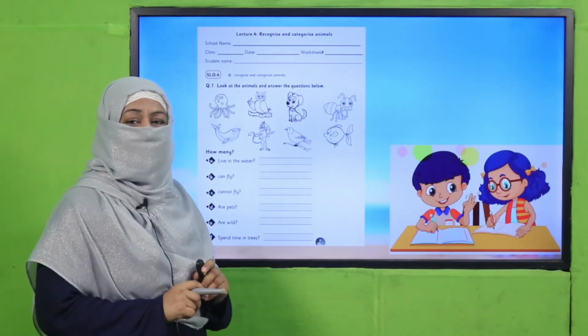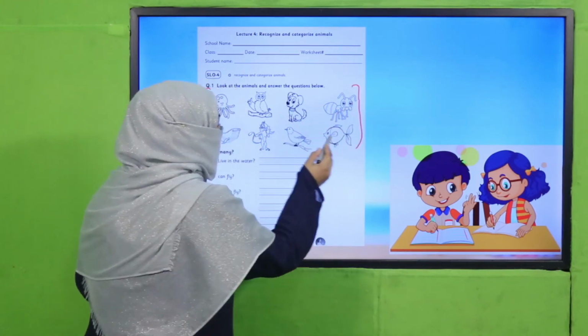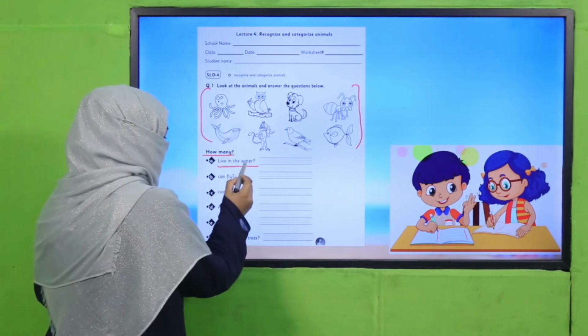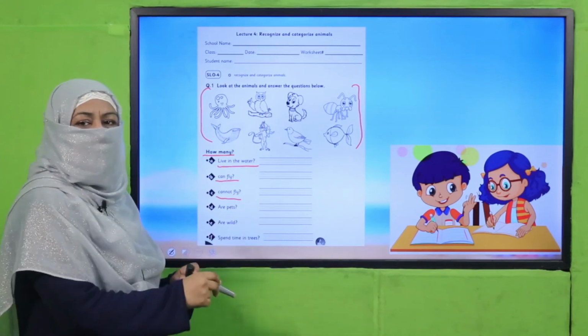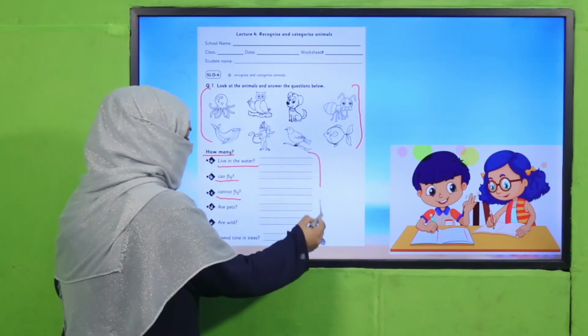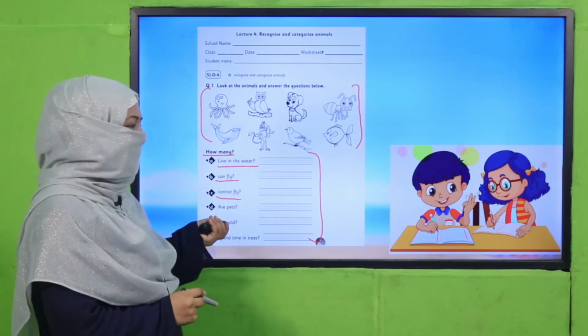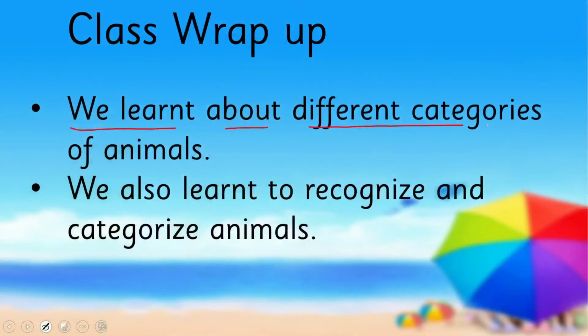And my dear children, here is a group of animals given and you have to find out how many of these live in the water, how many can fly, and how many cannot fly. So you will keep looking at the picture and keep writing the answers over here. Also color this worksheet.